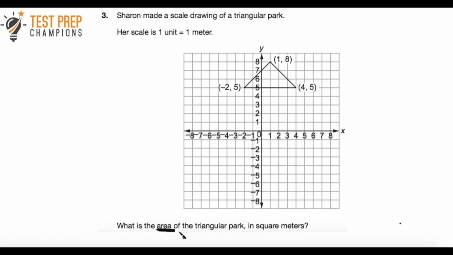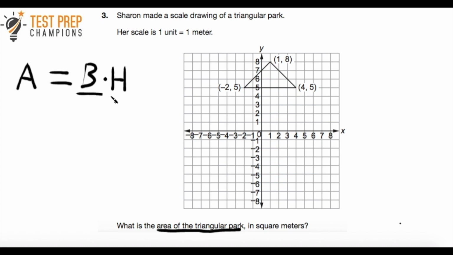So it's asking us to find the area of the triangular park. So in other words, we want to find the area of the triangle. So the first step is to understand the formula for the area of a triangle. The area of the triangle is equal to the base of the triangle times the height of the triangle divided by 2. So you might be asking yourself right now, how do I find the base and how do I find the height? Well, let's take a look at that.